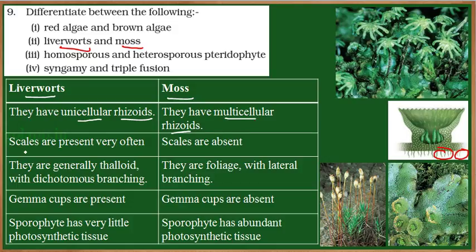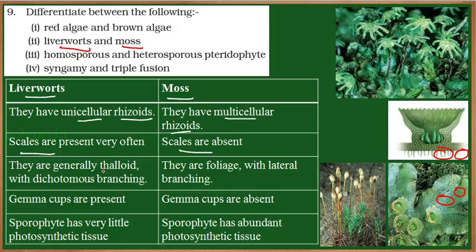And in liverworts, the plant body has got a scale-like appearance. So these scales are present very often. In mosses, it is absent. So here we can see on the thalloid plant body a scale-like appearance. But in case of mosses, this is absent.